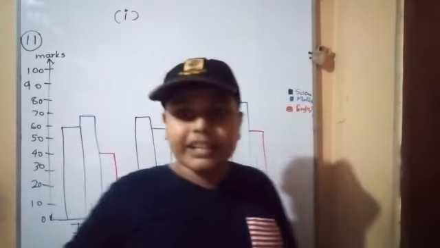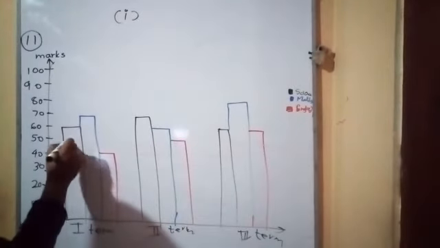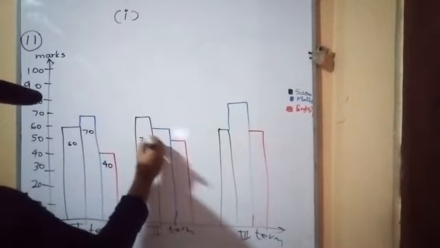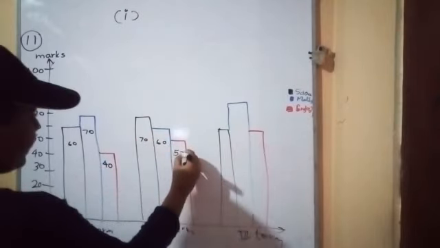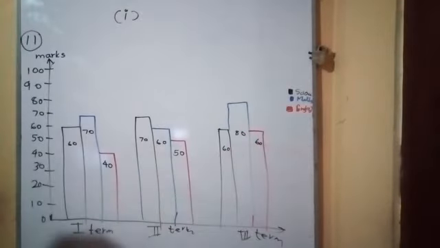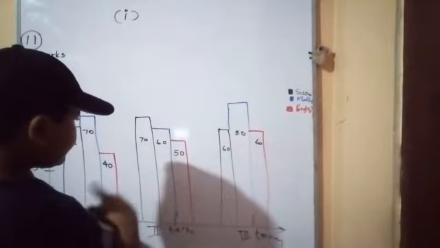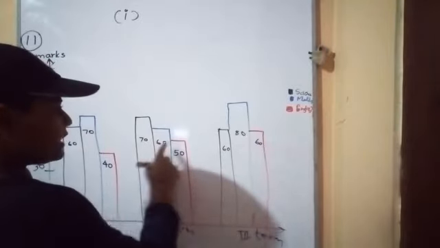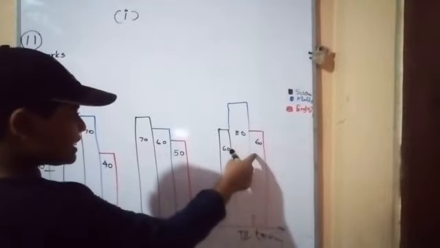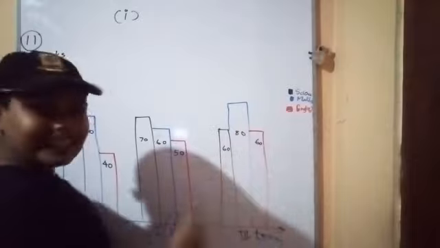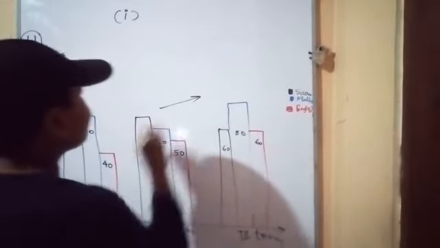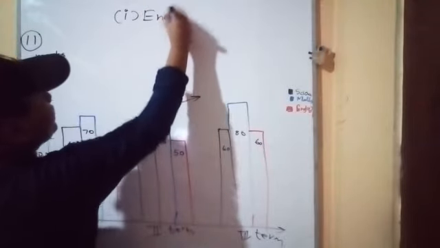What subject shows a continuous increase? Now let's see. They are 60, 70, 40; 70, 60, 50; 60, 80, 60. So, 60, 70, 60, no. 70, 60, 80, that is the second term also. 40, 50, 60. Continuous increase. That's all. English.